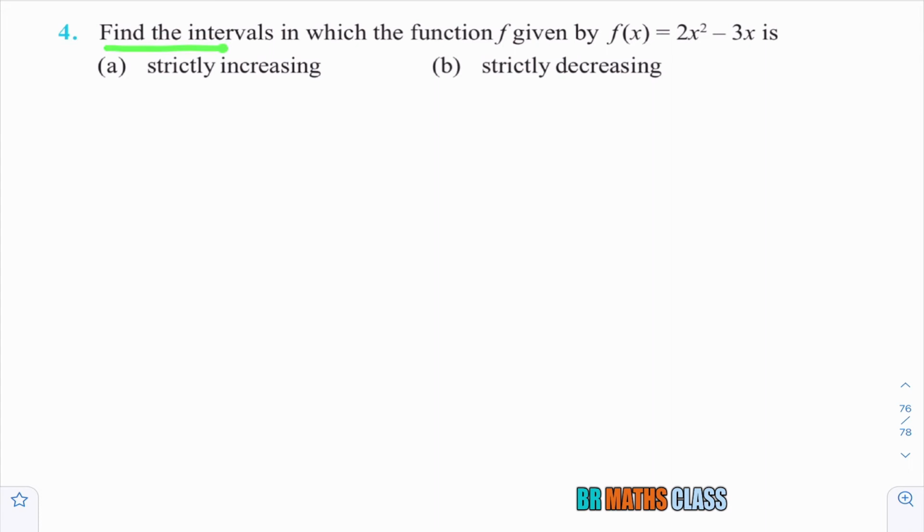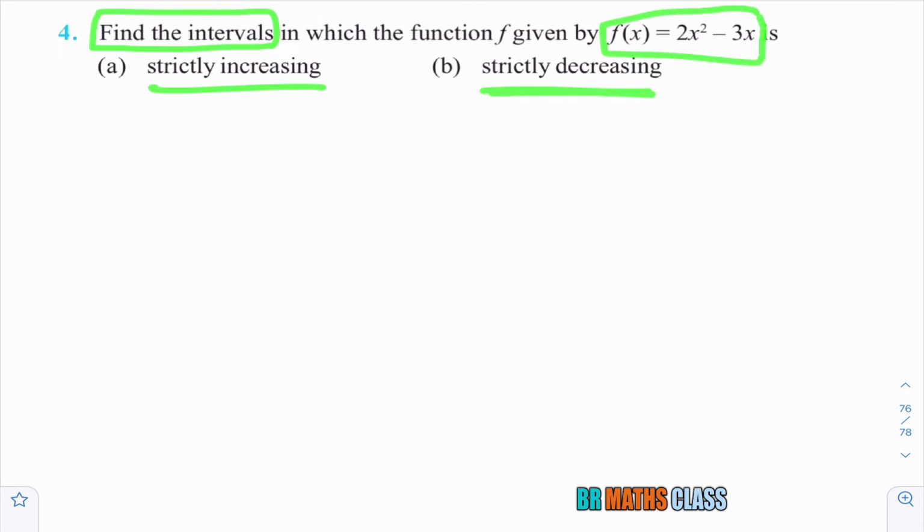You observe this question. Find the interval in which the given function is strictly increasing and strictly decreasing. We know that when the function is strictly increasing, then f dash of x is strictly greater than 0. If a function is strictly decreasing, then its derivative f dash of x is strictly less than 0. We know these points. So to calculate in what intervals the function is strictly increasing, the function is strictly decreasing, first I'll differentiate the given function.